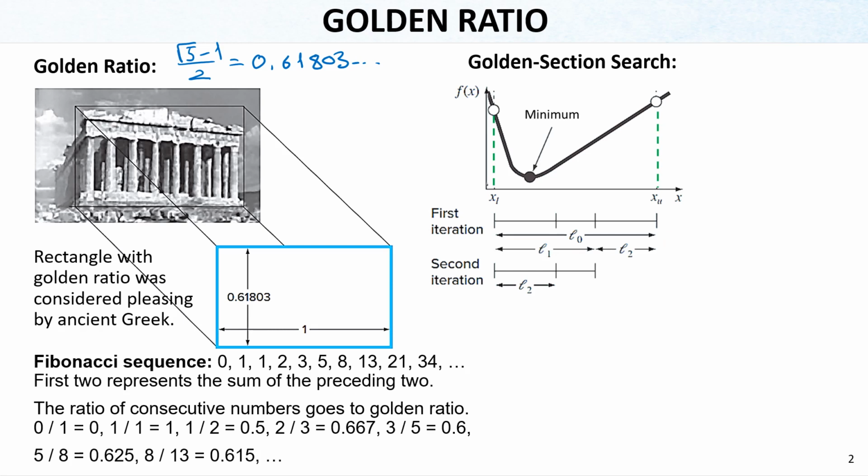Let's write it down here. L1 divided by L0, and L0 was L1 plus L2, and this was equivalent to L2 divided by L1. We have this ratio basically, and from this ratio we can say L2 divided by L1 is the R value. So we want to have this ratio of L2 divided by L1 as the golden ratio. We can say this is R, golden ratio, and that's 0.61803.